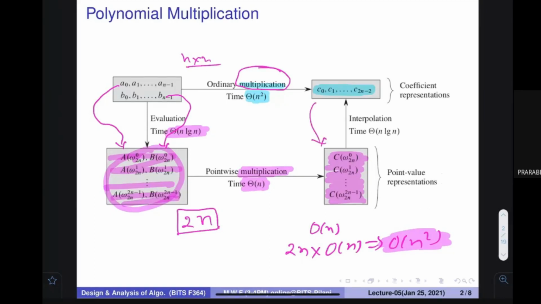We have seen in the last class that Gaussian interpolation, given these point value representations, how can we recover the polynomial? We also saw that Gaussian interpolation was taking order of n square time. But in this class, we are going to show that using the same mechanism that we are using here, we can do this interpolation also in order of n log n time.